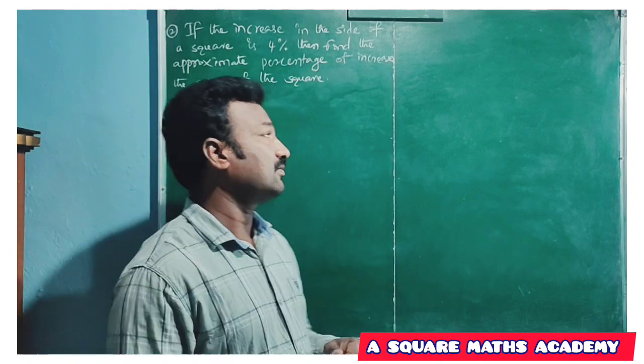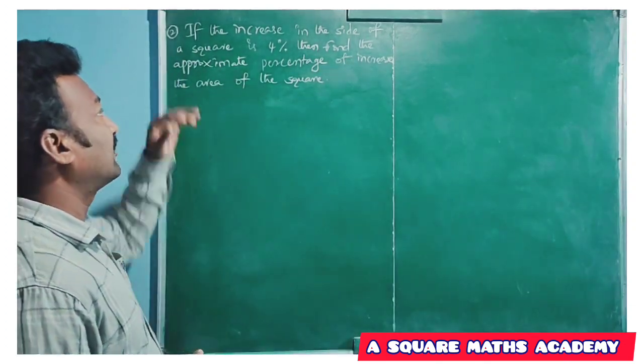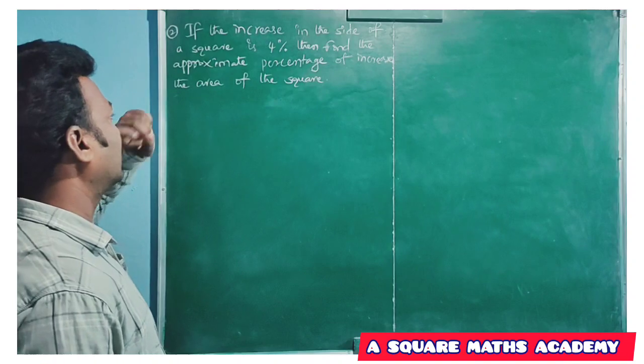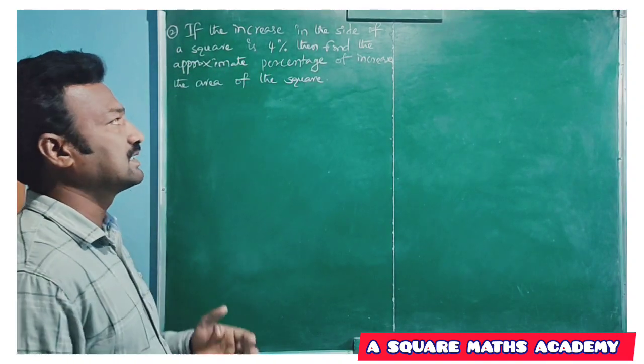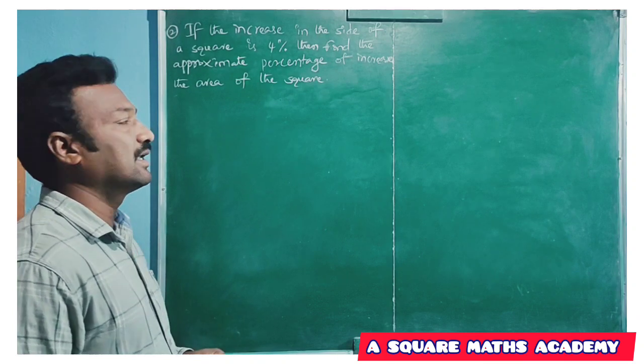See here. So the first question is: if the increase in the side of a square is 4%, then find the approximate percentage increase in the area of the square.